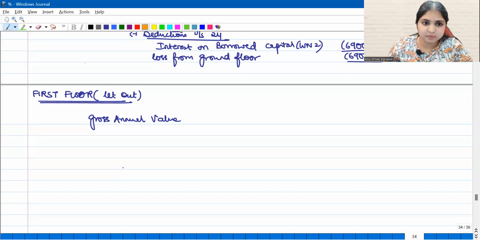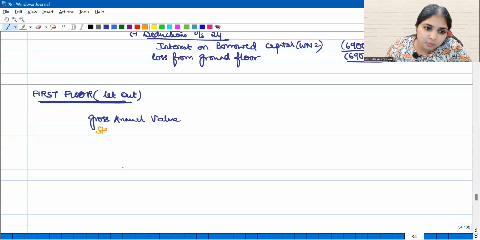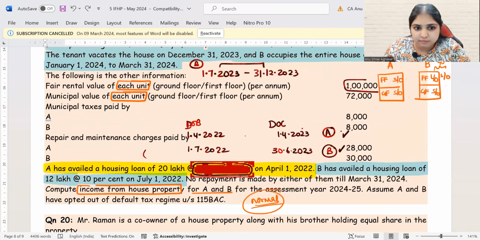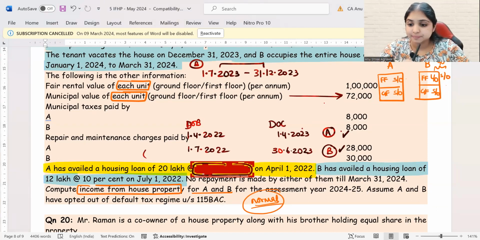So full-fledged steps we'll have to do. So come on, let's begin. What is our first step? Our first step is municipal value or fair rent. Out of these two numbers, we will pick whichever is higher. Now answer my question. Can I take 1 lakh? No, municipal value is 72,000. Can I take municipal value 72,000 as it is? Can I take it as it is?